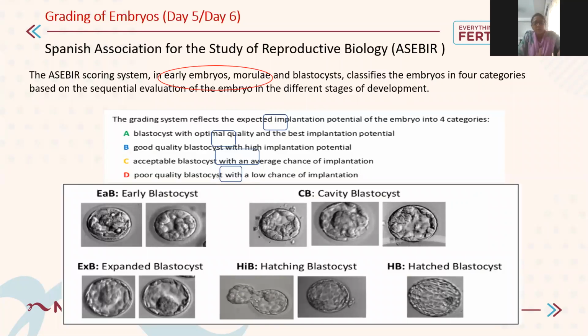So we grade the embryos depending upon the quality, upon the look of the embryos. There are different grades, grade A, grade B, grade C, depending upon the quality, the look, the cells, how they are arranged, whether any fragmentation is there or not, and how normal the embryo is looking. According to that, we grade the embryos, and grade A are the best quality embryos.